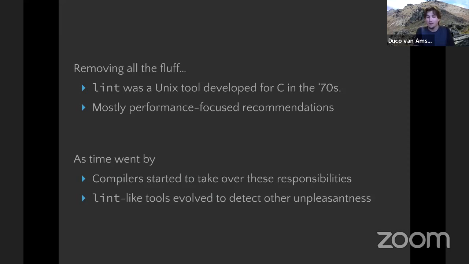However, as time went by, compilers started to take over those responsibilities. They were becoming better and better at optimizing code, even if you wrote it in a suboptimal way. And lint-like tools actually started to evolve. They didn't just disappear because they were no longer needed. They started to detect other unpleasantness, because the static analysis, that's where the term comes from, that you can do on code doesn't just uncover performance issues. It can also uncover non-performance-critical but still fundamental issues with your code, or things that could be dangerous, like undefined behavior, which for people in C is kind of the bane of your existence.